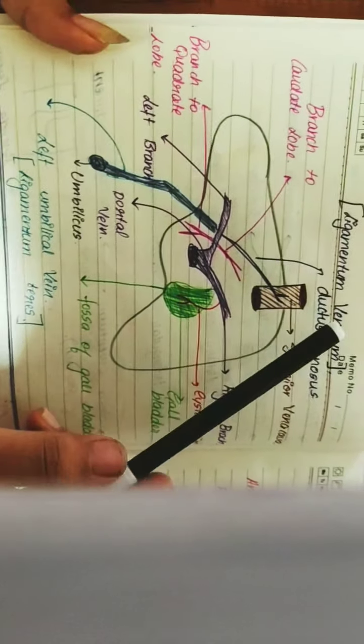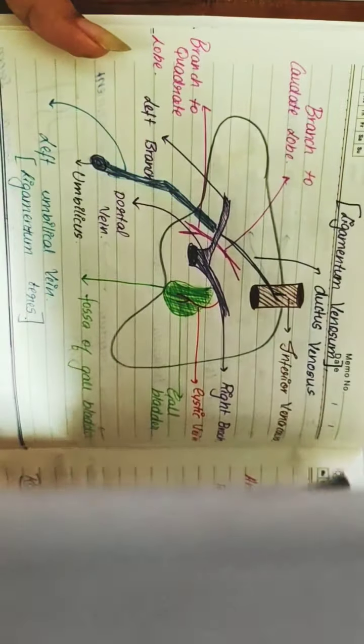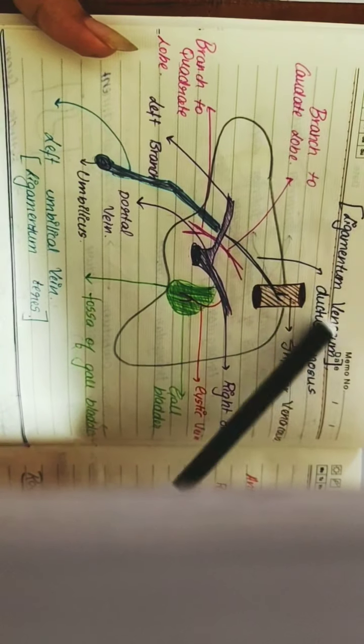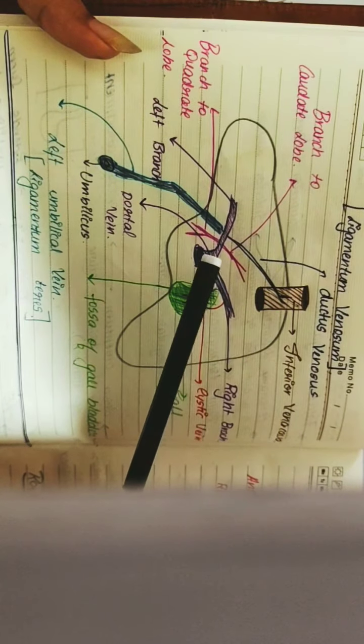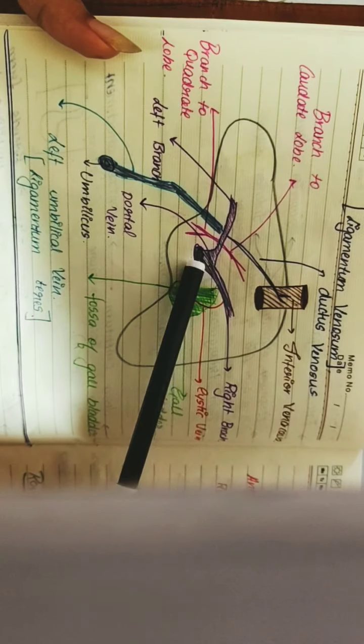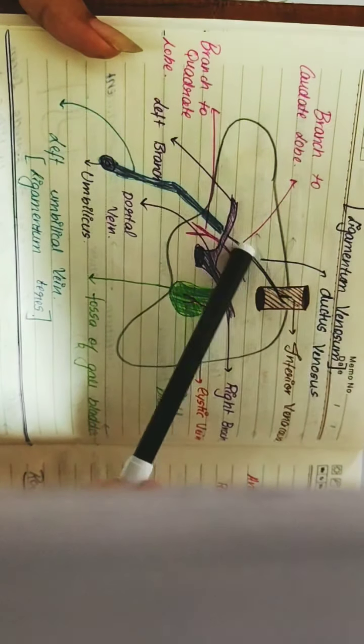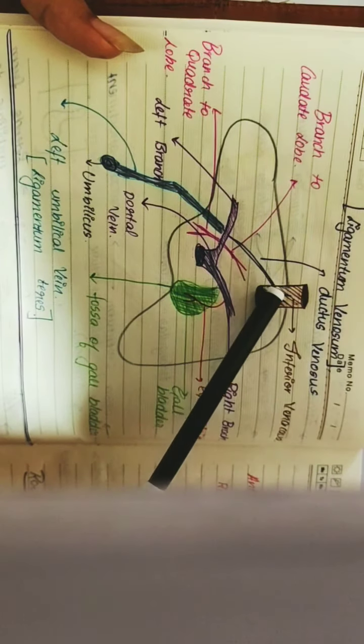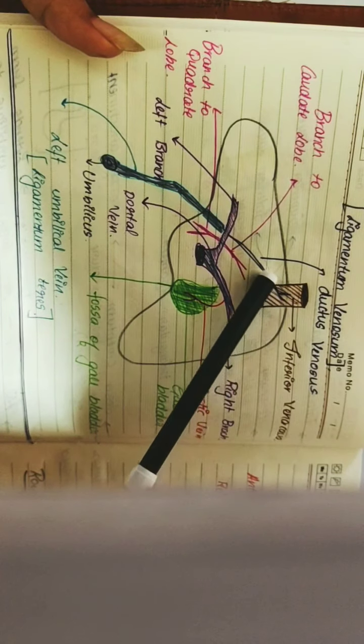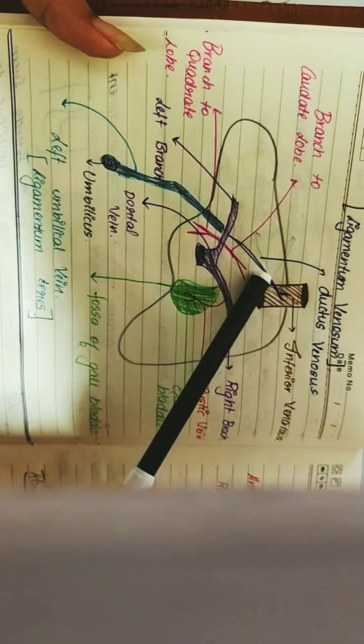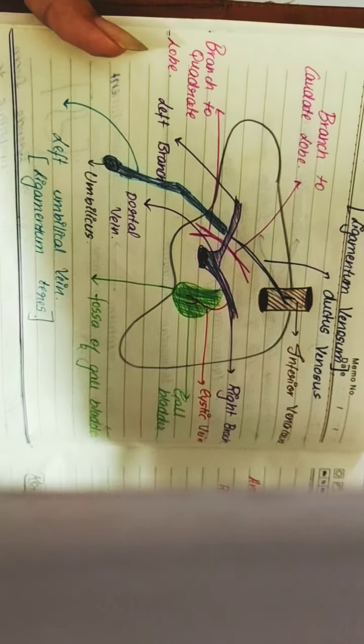Whereas the Ligamentum venosum, the other one, which is also called ductus venosus, is a connection between the left branch of the portal vein and the inferior vena cava.